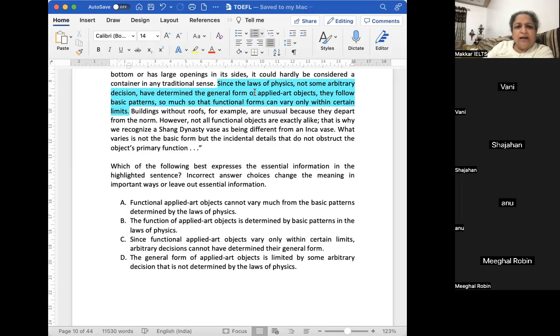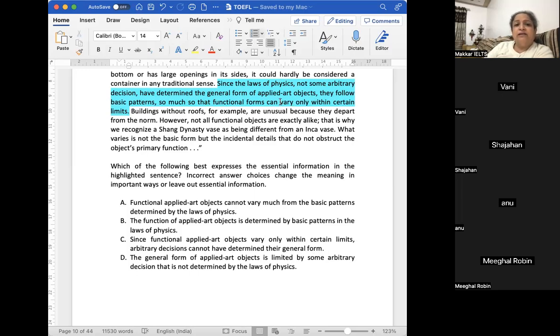Not some, since the laws of physics, not some arbitrary decision, have determined the general form, they follow basic patterns. So now they say that since they can vary only within certain limits, arbitrary decision cannot have determined their general form. Anyways, this is arbitrary. Here it is written, not some arbitrary decision has determined. That is why they follow the basic patterns.